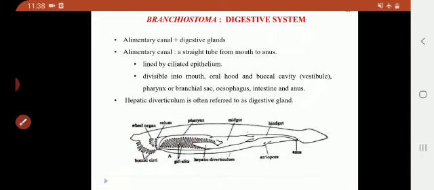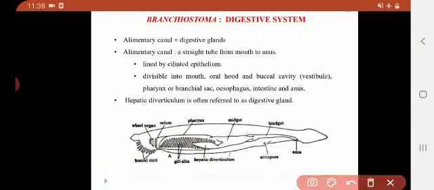So the oral hood actually encloses the ventral opening, which is referred to as the mouth. The mouth opens into the structure which we refer to as the buccal cavity, the vestibule. The vestibule is a funnel shaped cavity, and it is enclosed within the oral hood. We will be learning all these structures in detail, right?